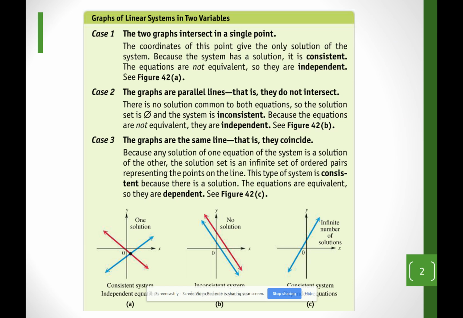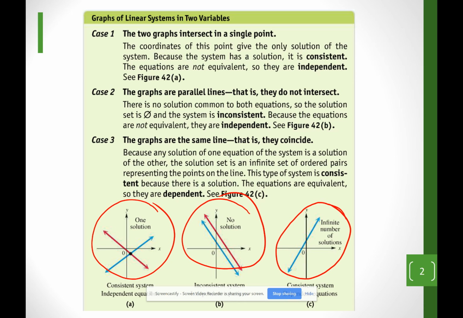Now, on graphing, if our lines intersect at one point, we have one solution. If they don't intersect at all, we have no solution. If it happens to be the same line, basically they intersect in many points, we call that an infinite number of solutions. For my math lab, if it has at least one solution, one solution or multiple solutions, we call that consistent. That means it has at least one solution. If it doesn't have a solution, we call that inconsistent.